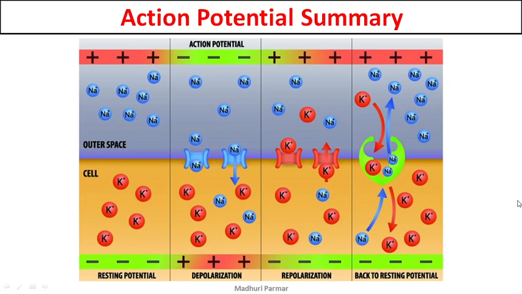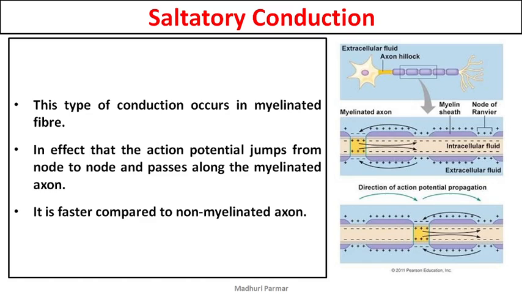So this is the whole summary of the nerve impulse conduction or action potential. इतना clear? चलो. Now there is a type of conduction known as saltatory conduction. Saltatory का मतलब होता है जंप करना, ओके, जंप कर करके जाता है. This kind of conduction takes place in myelinated fiber, मतलब जिसके ऊपर माइलिन शीट प्रेजेंट है उधर तुमको ये दिखेगा.